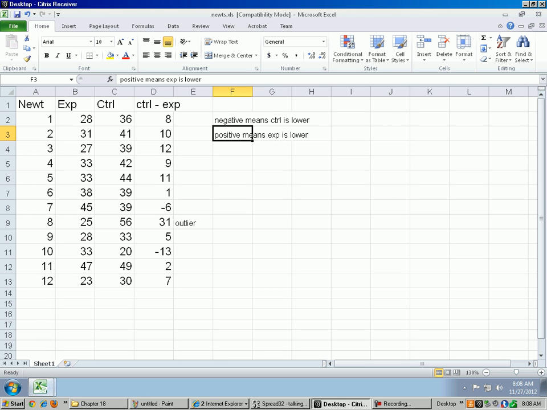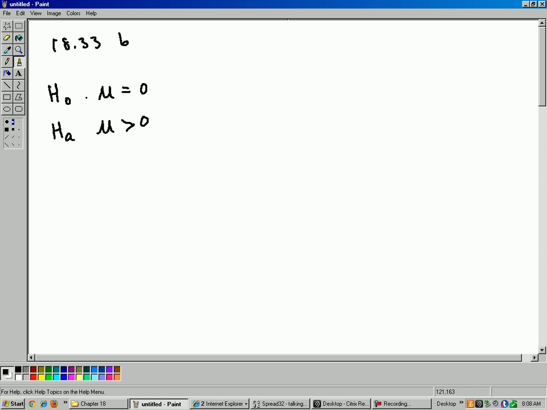So it looks like, yes, there's going to be evidence to reject the null here because there are quite a lot of positives. The mean is most likely going to be positive. But anyway, there's our null and alternate. That's step one. Now, what's alpha going to be? It doesn't say. It just says, is there a significant difference? Let's just do the standard 0.05 here.